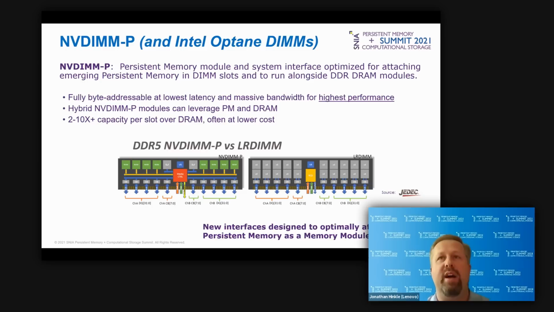NVDIMM-P is a persistent memory module as well as a system interface that's really optimized for attaching emerging persistent memory in the DIMM socket, and also to run alongside a DDR attached DRAM DIMM. So this is something where you actually can access the persistent memory more directly, but still get that low latency. The other benefit, obviously, is then we can unlock the capacity. So unlike NVDIMM-N, where we had flash only for the non-volatility, now we can actually leverage the persistent memory capacity and really get the benefit overall of a larger memory subsystem.